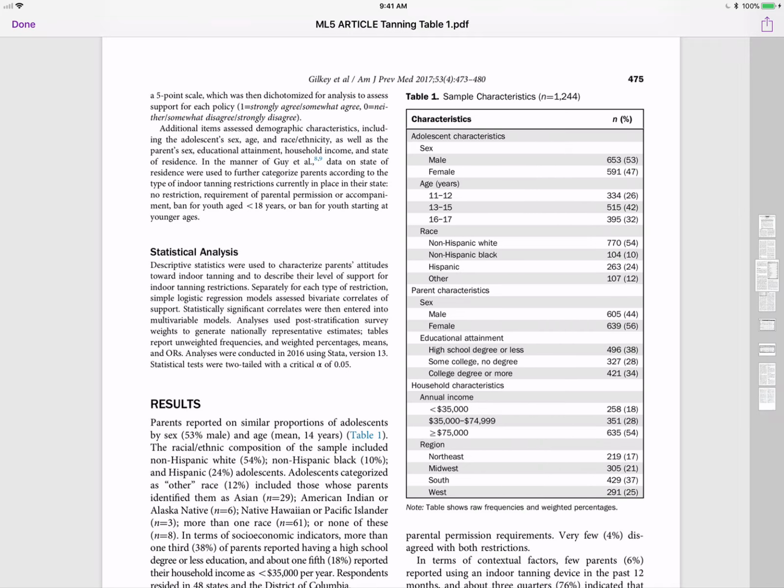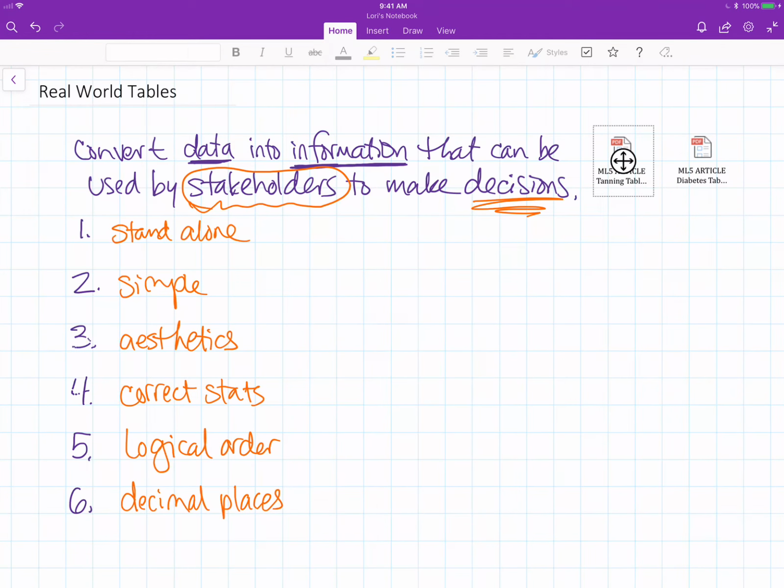Also, specifically in this one, the way they grouped the variables: the adolescent characteristics are all grouped together, the parent characteristics are grouped together, and the household characteristics are grouped together. Those are some features about this particular table that are really helpful to make it easy for the reader to gather the information out of the table. Let's take a look at the second table.